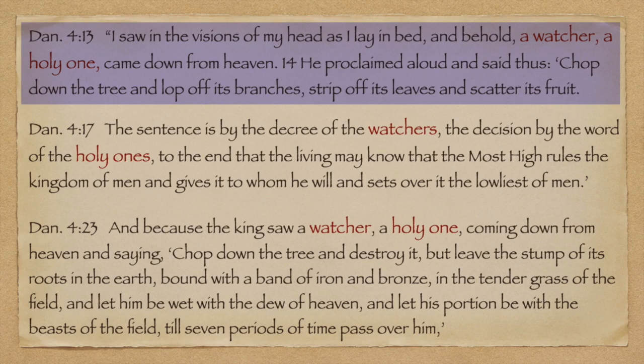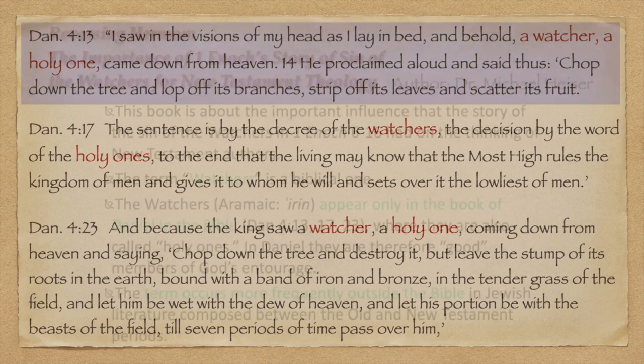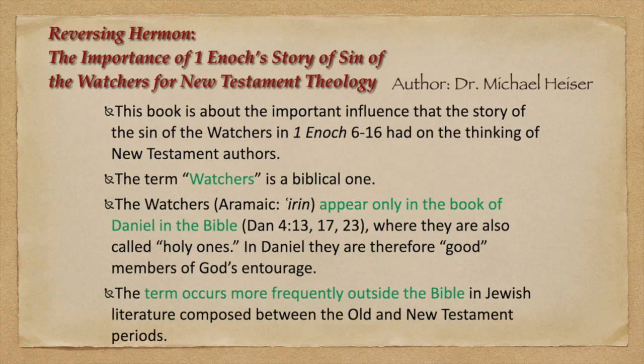He proclaimed aloud and said thus, "Chop down the tree and top off its branches, strip off its leaves and scatter its fruit." A message is being brought to Daniel by an Elohim, a spiritual being that is known as a watcher, also called a holy one.